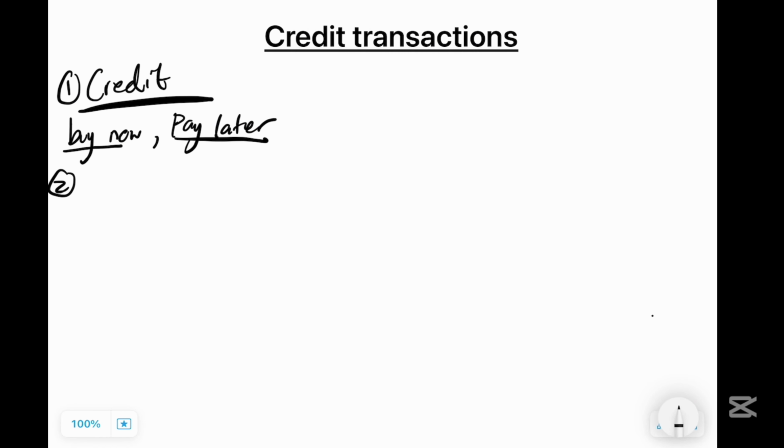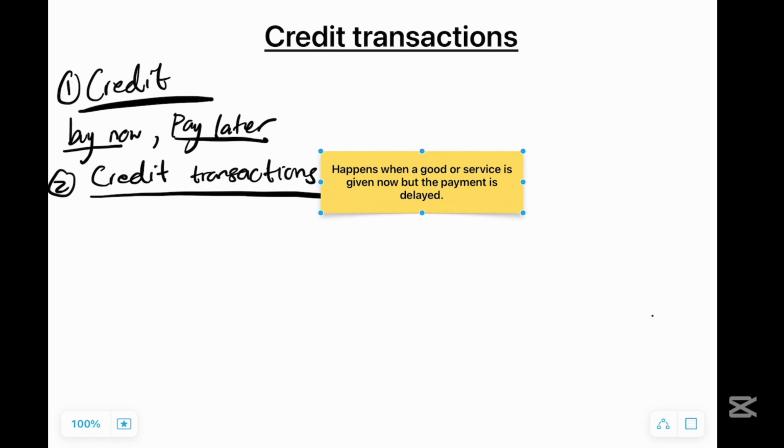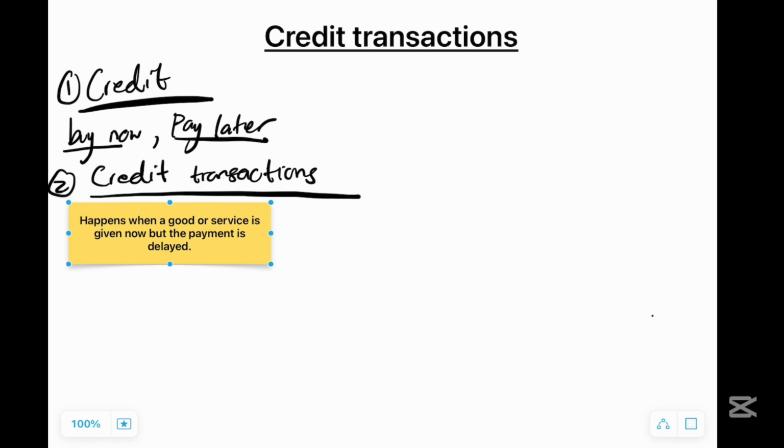The second term that I want you to know is credit transactions. Credit transactions basically just refer to when a good or service is given now but the payment is delayed. I'm just going to give you another example.